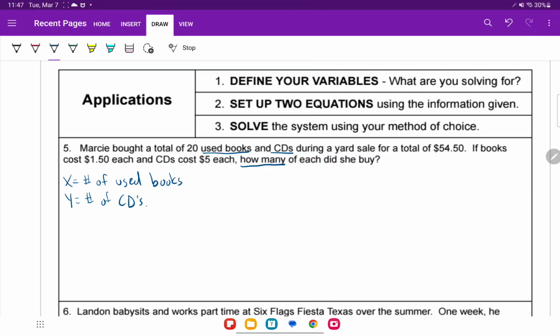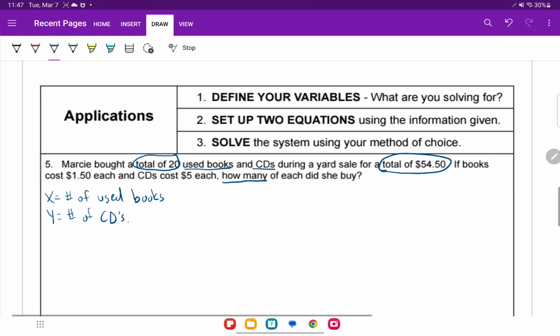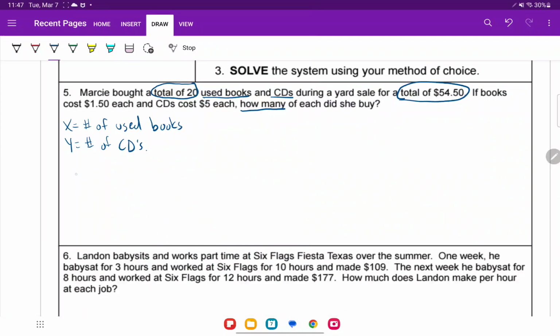All right, now when I write my equations, I look for certain things to tell me what to write down. So first off, I notice it says she has a total of 20 used books and CDs. So it's a total number, right? There's another one that says a total of $54.50. So those two totals are going to help you to write your equations. So we have a total of 20 used books and CDs. So we have X plus Y is equal to 20. So the number of used books plus the number of CDs is 20 total.